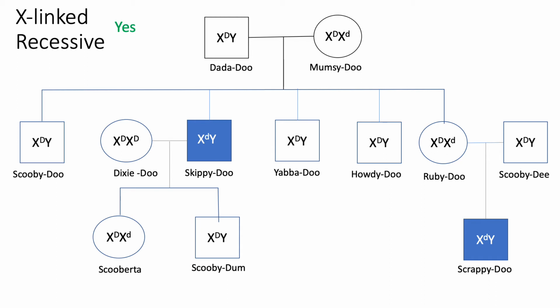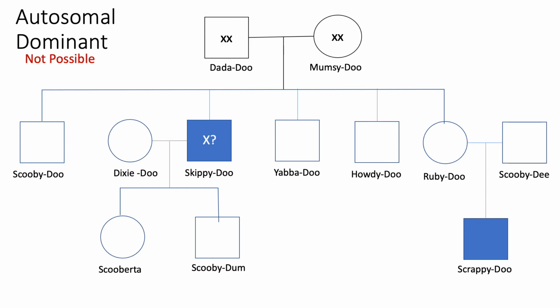This is also found on the X chromosome, and individuals with a dominant allele will not be affected, and males are more likely to be affected because they only have one X chromosome. And as you can see from the pedigree, this is consistent with this form of inheritance. Next, we'll be looking at autosomal dominant inheritance.